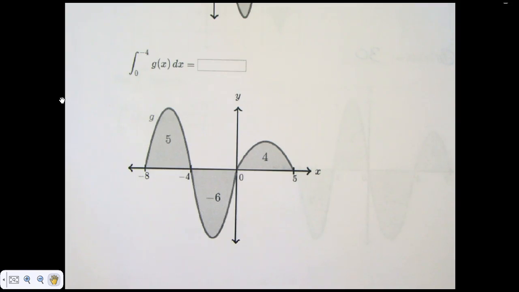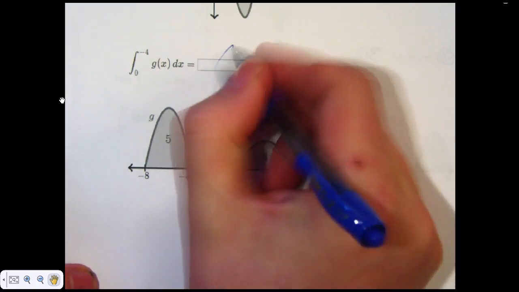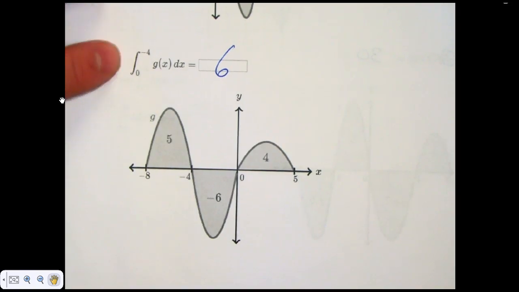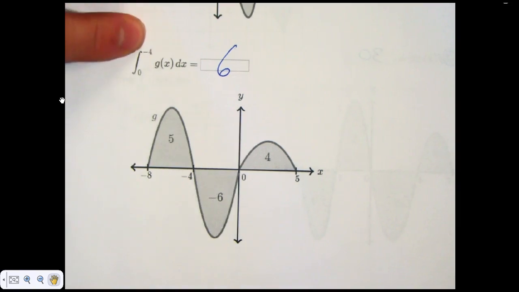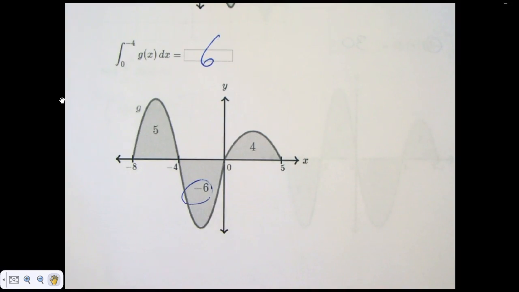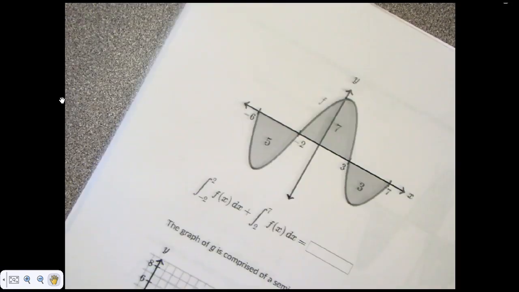-6 or +6? Positive, good. So you got to pay attention to usually the -40 on the bottom is lower. They flipped it, they put the smaller number on the top, which means you got to take your answer, which was -6, and flip it and make it +6.